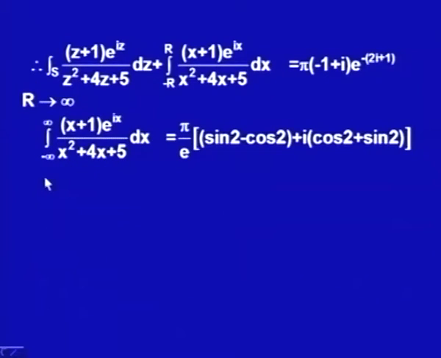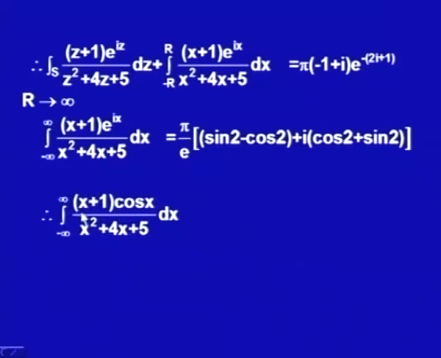One is the integral from 0 to infinity of (x plus 1) over (x squared plus 4x plus 5) cos x dx, plus i times the integral from minus infinity to plus infinity of (x plus 1) sin x over (x squared plus 4x plus 5) dx. Now, the integral which we have to evaluate was the integral from minus infinity to plus infinity of (x plus 1) cos x over (x squared plus 4x plus 5) dx. This is the real part of this integral, so we will equate it with the real part, which is pi upon e times (sin 2 minus cos 2).